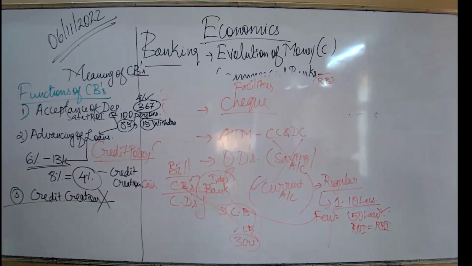Third heading, saving deposits. Shall I ask you to write saving and recurring on your own? You have a textbook, so you write the SDs, the saving deposit and recurring, on your own. These two are a little bit of trouble.